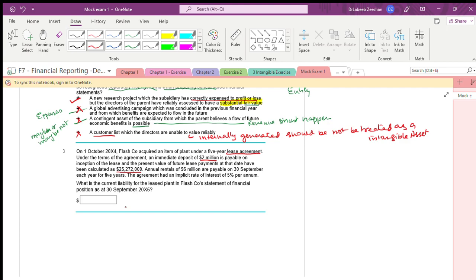How much is the annual rental? 6 million, for 5 years. The rate of interest is 5%. They are paying 6 million, and 25 million is the total value. Now, what they are asking you is the current liability. How do we have to do it? Any idea?